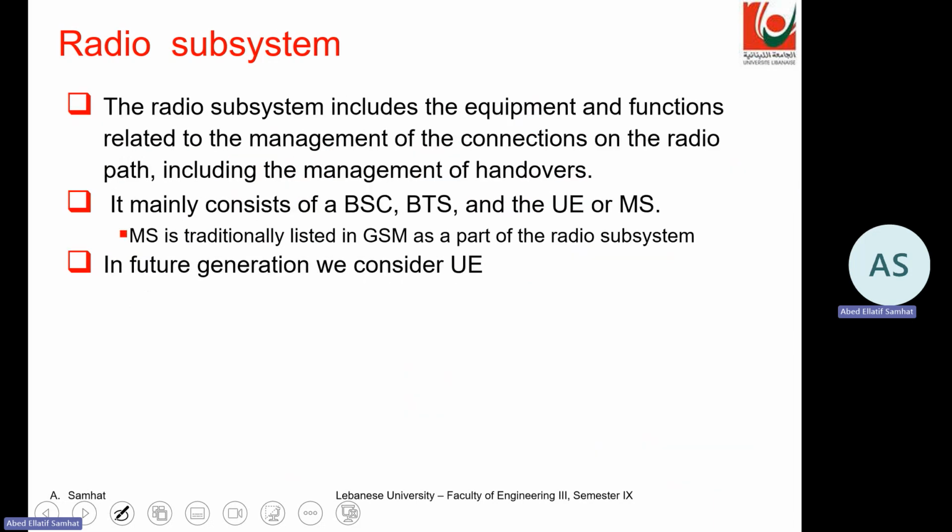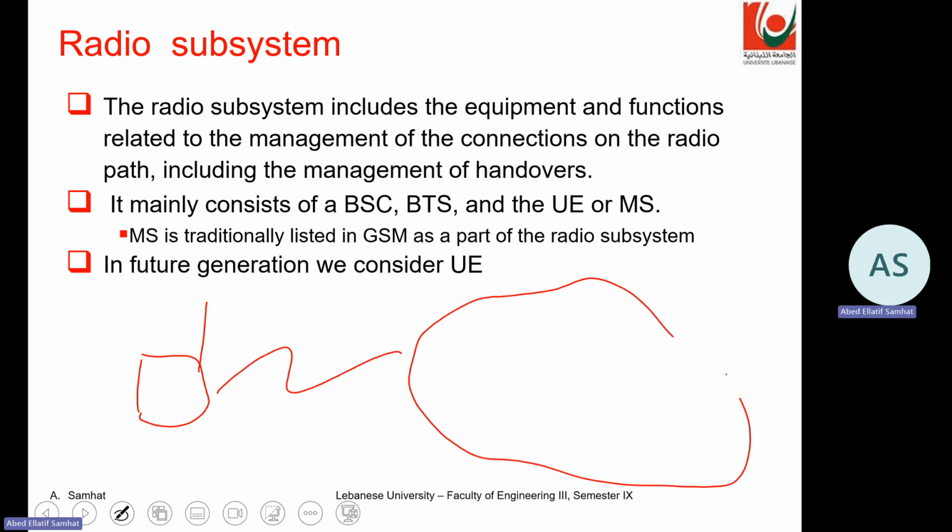So the radio subsystem includes the equipment. We have the user equipment, we have the radio, and we have here the radio subsystem. In this radio subsystem, we will see some equipment that achieves the connection between the users and the core network. So the objective of the radio subsystem is to achieve the communication between the mobile station, the mobile device, and the core network, the mobile switch center, and so on.